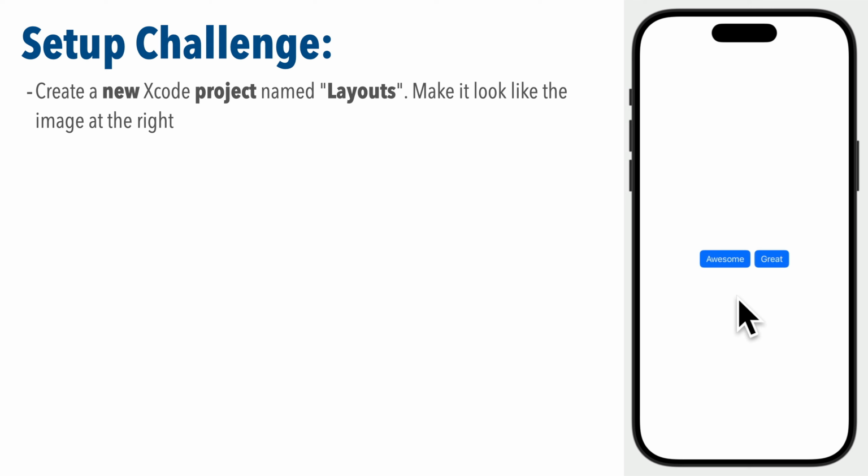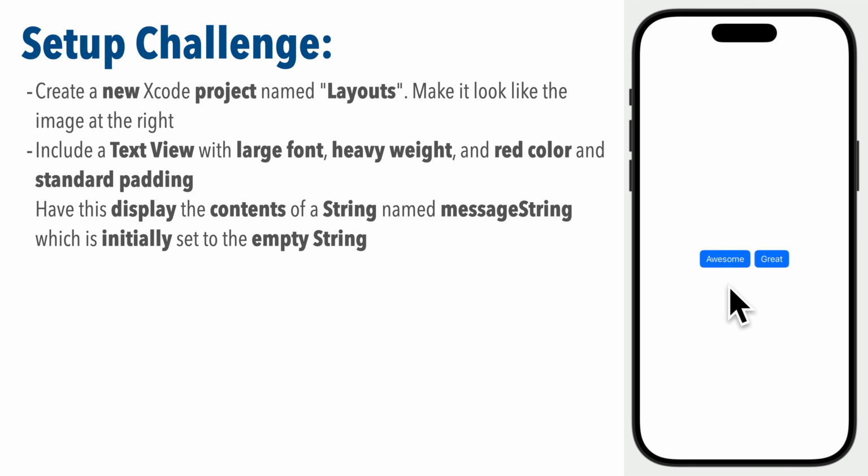And because we're going to need a new project with some things to work with, why don't we issue a quick challenge? This should be super easy, but it's a great way to make sure that your learning is still on track and you're remembering things. So why don't you create a new Xcode project named Layouts, and create a text view with large font, heavy weight, and red color with standard padding. Have this display the contents of a string named message_string, which should be initially set to the empty string.